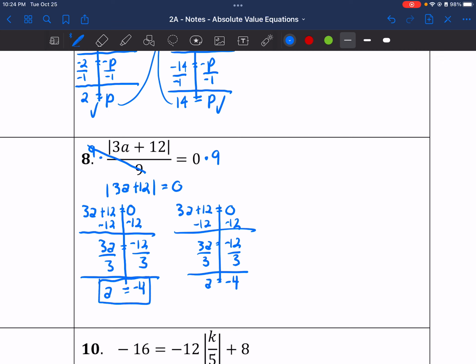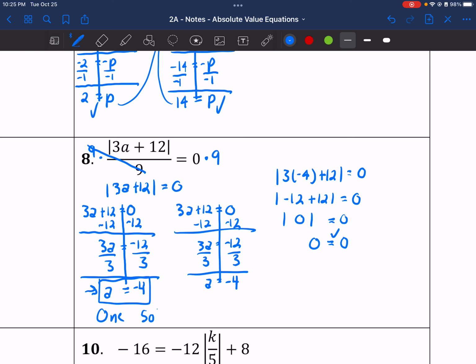But we need to make sure that this is not an extraneous solution. So we're going to plug it back into our original equation. We have 3 times negative 4 plus 12 is equal to 0. 3 times negative 4 is negative 12. Negative 12 plus 12 is equal to 0. So we get the absolute value of 0 is equal to 0. And the absolute value of 0 is just 0. So we get 0 equals 0. This works. So that means we have one solution. And that one solution is a equals negative 4.